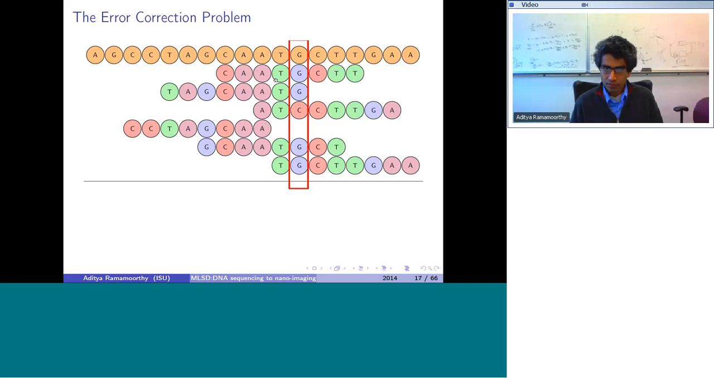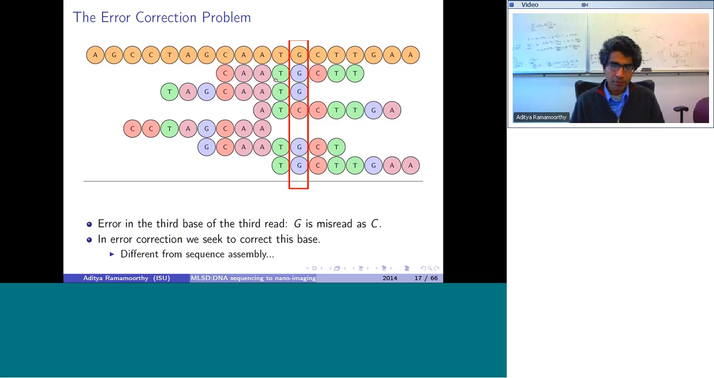Now, the issue that happens in the sequencing process is one of errors. For instance, if you look at the third read here and the third base, this base actually should have been called a G.